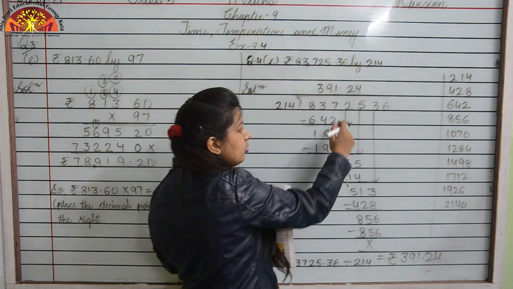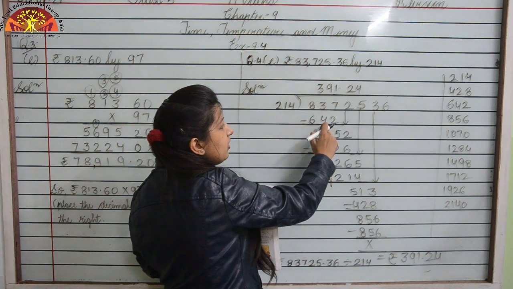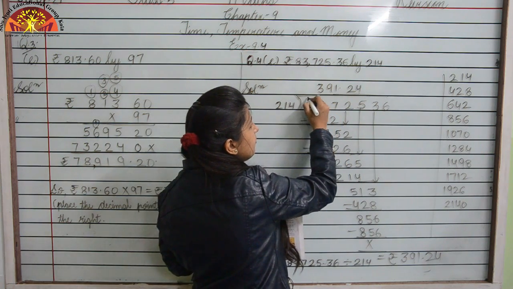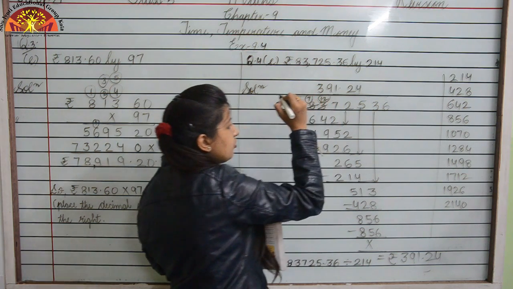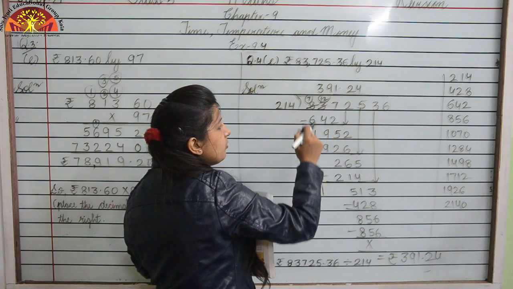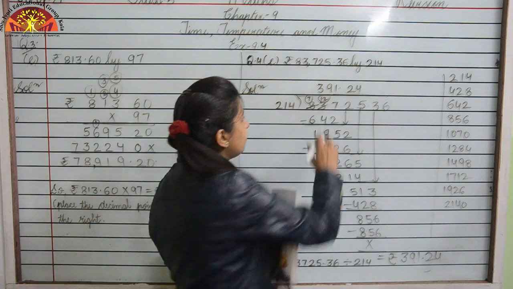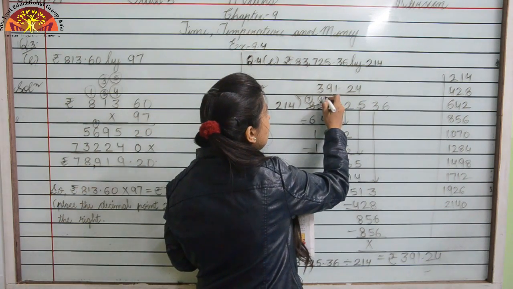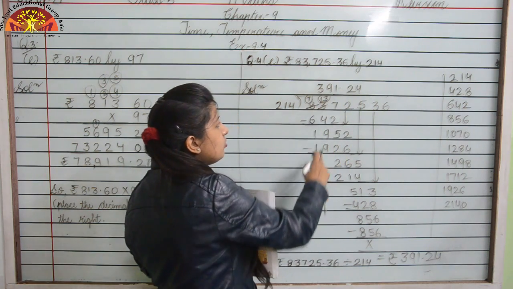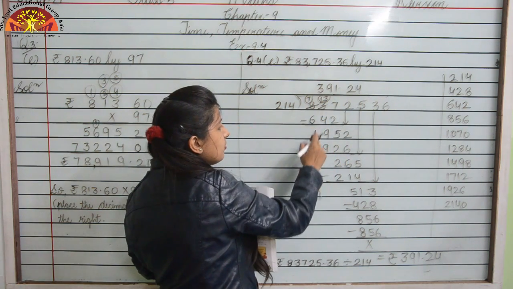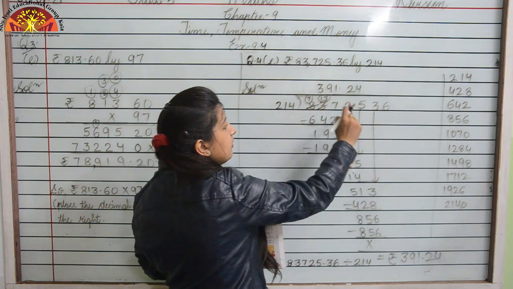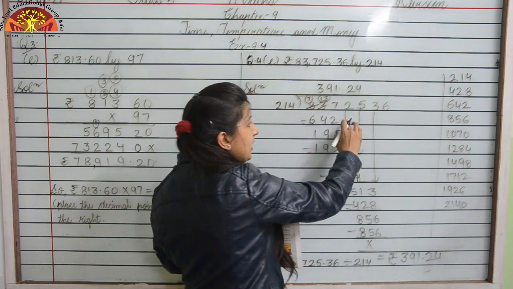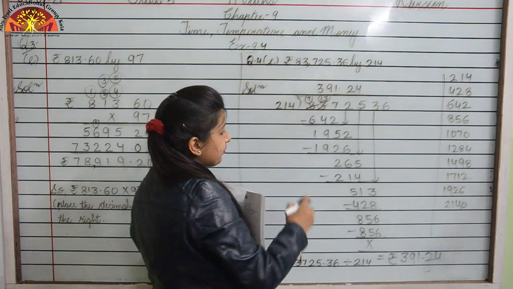7 minus 2 equals 5. 3 minus 4 is not possible, so we will borrow 1 from it and 3 becomes 13. Now 13 minus 4 equals 9. 7 minus 6 equals 1. 7 minus 2 equals 5. Now we will bring 2 down.